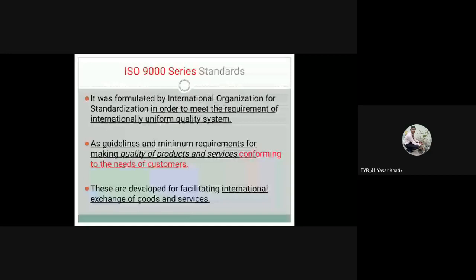These are developed for facilitating international exchange of goods and services.